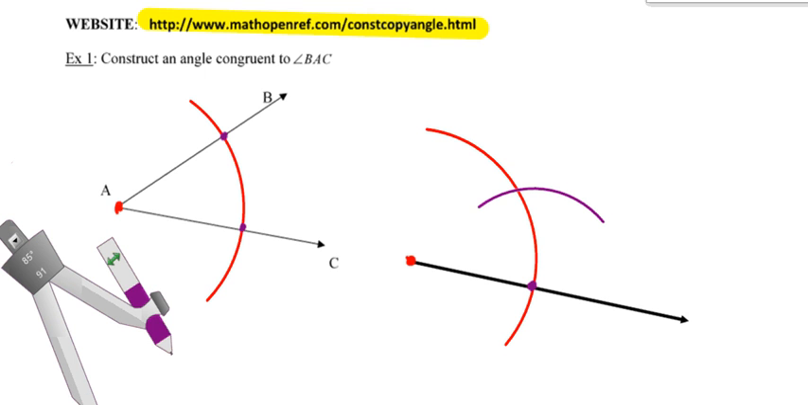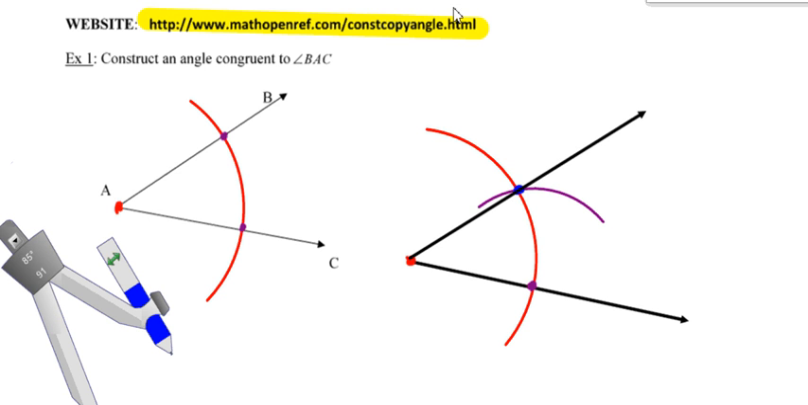What I'm going to do now is take my straight edge and connect the point of intersection between, in my case, my red arc and my purple arc, and the vertex of my angle. Your arcs are going to be both in pencil, obviously. And I've now created a perfect replica of that original angle.